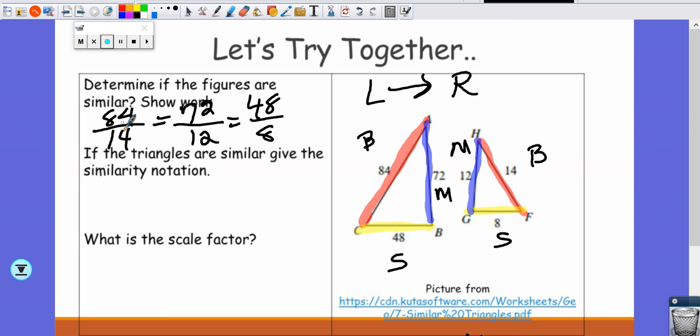So what you can do is you can go to Desmos. Let me show you that.